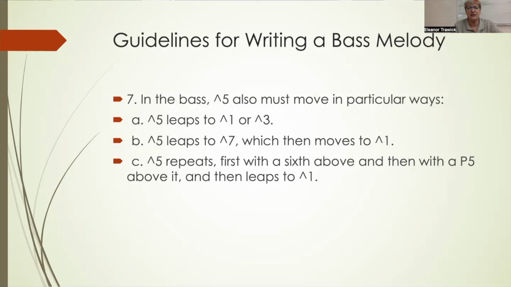In the bass, scale degree 5 also must move in particular ways. The scale degree 5 needs to leap to a tonic or a mediant note, or the scale degree 5 can leap to the leading tone, which then moves directly to scale degree 1. The third possibility is that scale degree 5 repeats, first with a sixth above it, and then with a perfect fifth above it, and then in the bass, that scale degree 5 leaps to scale degree 1.